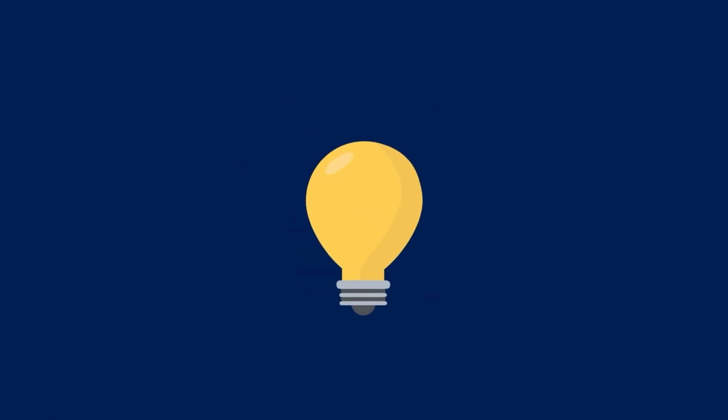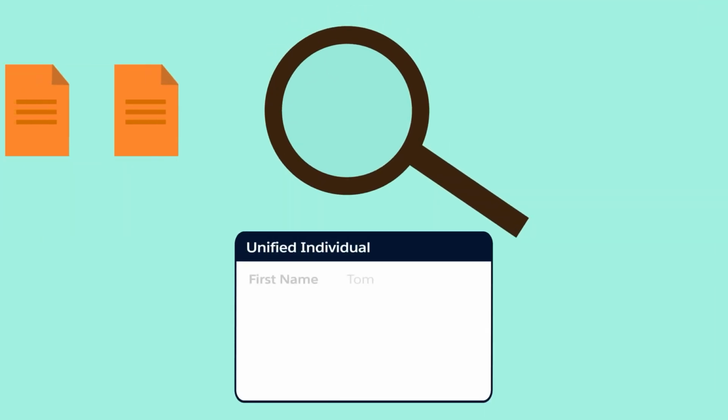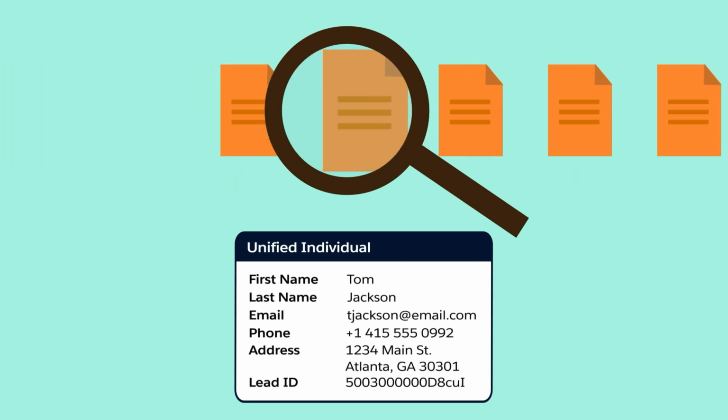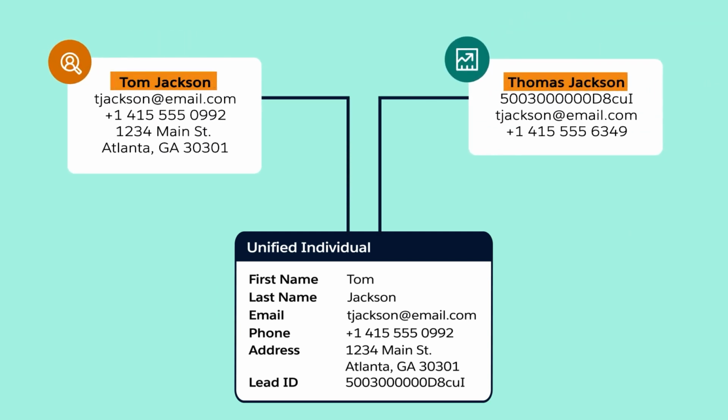But how exactly do you achieve this unified profile? By creating identity resolution rule sets. To create a unified individual profile, match and reconciliation rules are used to determine what data to look for across systems. For customer Tom, you could match his info based on name or email.